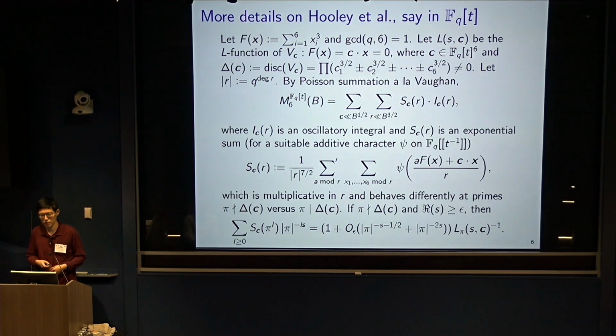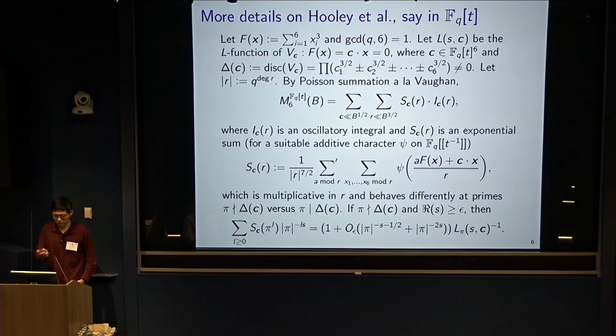Okay. So the point is by Poisson summation, along the lines of what Wang suggested, originally we have a sum where each variable is of length B, and we convert this to a dual sum. Our moduli are of size B to the 3/2 roughly, so we convert this to a dual sum of length B to the 1/2. That's the dual variable c. And we get a sum of exponential sums times complete exponential sums times oscillatory integrals, S_c times I_c.